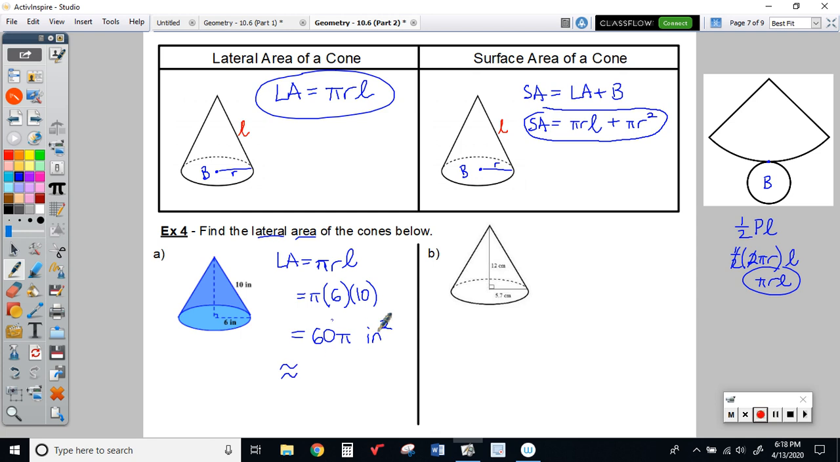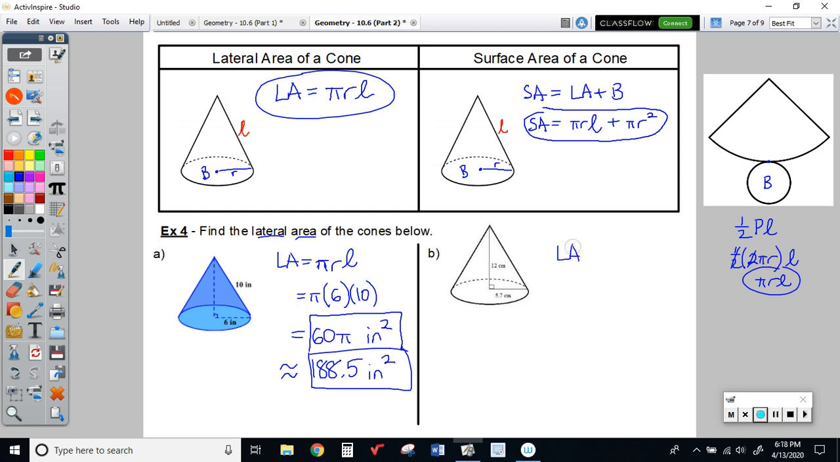That's an exact or pi form, and then the approximate form for that would be 188.5 inches squared to the nearest tenth. So rounded form to the nearest tenth, exact form, pi form.